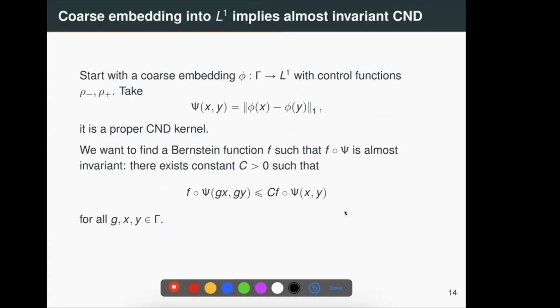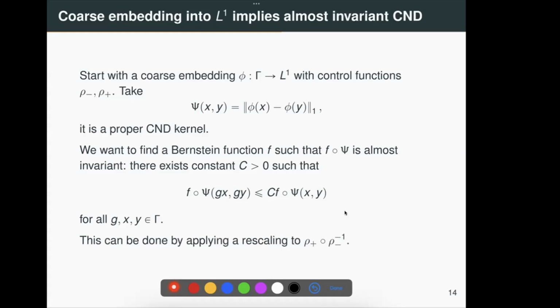Almost invariant means that if it's an isometry, then we would have C equal to 1 here. If you move the CND kernel around by a group element and it remains the same, that's the same as saying it comes from an isometry. But here we want a uniformly bounded representation, so we only need this kind of almost invariance. Now if we start with the coarse embedding, it comes with upper and lower control functions. If we find a Bernstein function to compose it with to be almost invariant, then we're done.